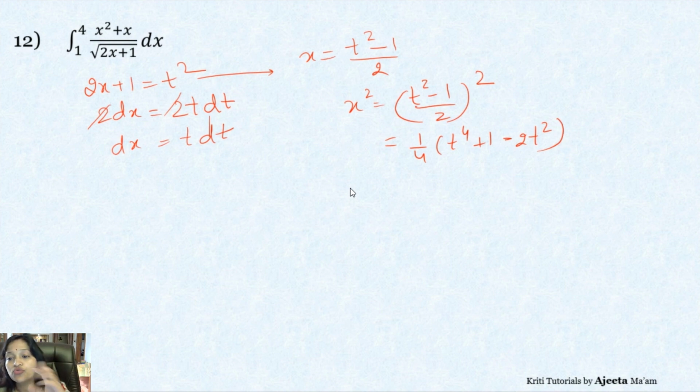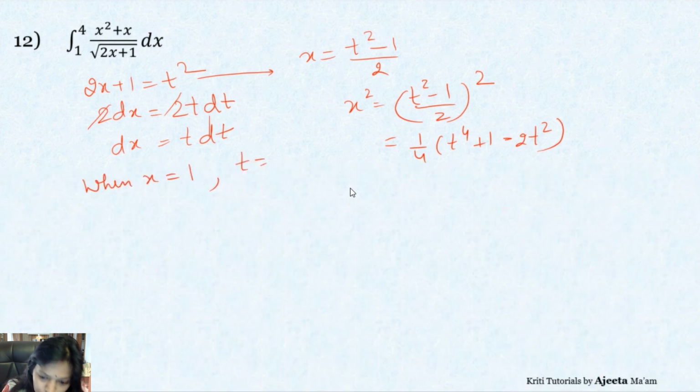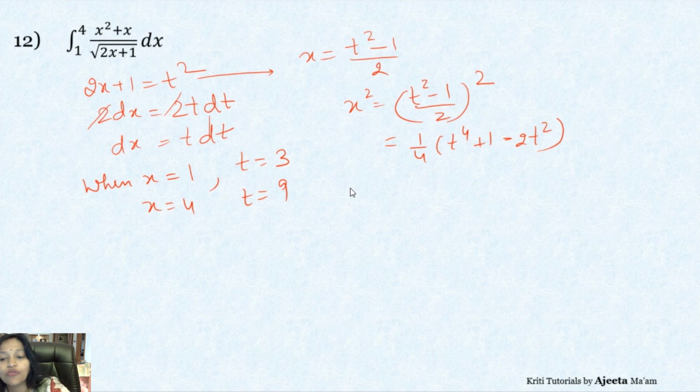Okay, now we have to use all these values. And one thing more here, because it's a question of definite integral, so we have to change the limits also. So when x is 1, t will be what? When x is 1, what will be t? T will be 3. When x is 4, what will be t? T will be 9. Okay, so this is what we have. Now we will substitute all these values and check for the final answer. Now let's move on with this. Okay, now what we have?